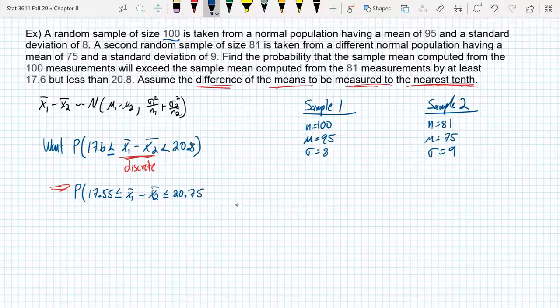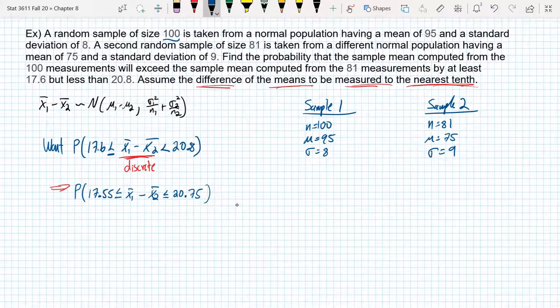20.75, we should include that. Maybe we should not include that. We can write that as 20.74. Usually you subtract a half unit, right? Because the nearest tenth means we're looking at plus or minus a half point there. So I'm going to write this as 0.75, so we can see the symmetries there.